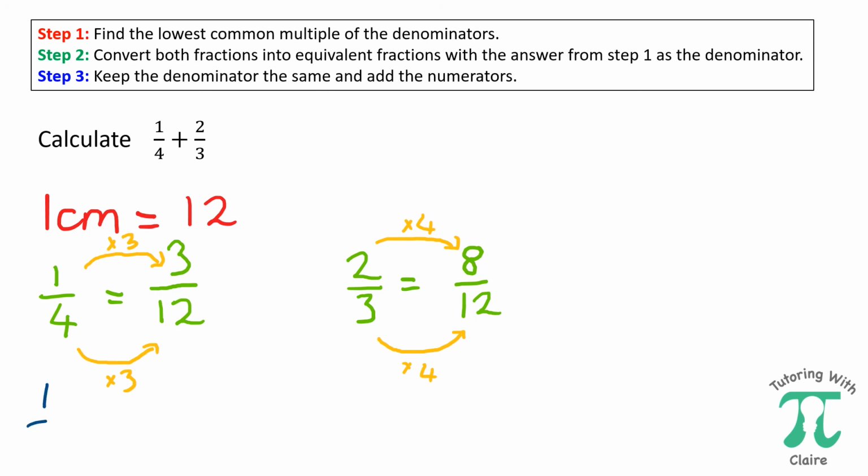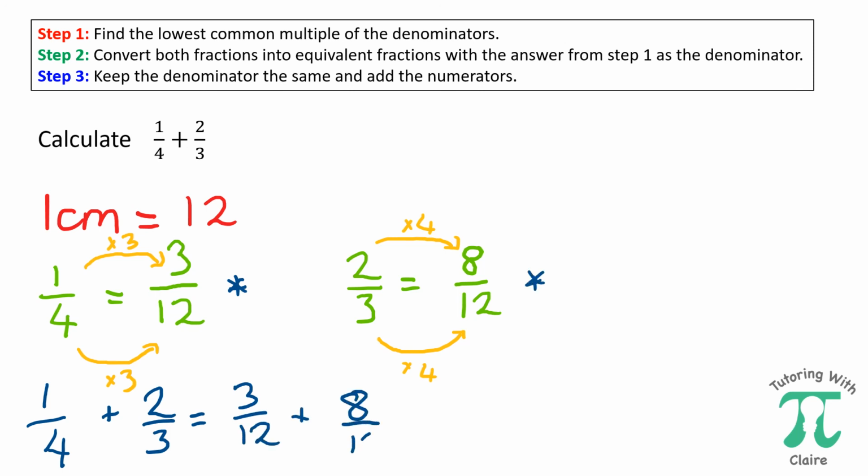Now the final step, 1/4 plus 2/3. We have 1/4 equals 3/12, and 2/3 equals 8/12. So keeping the denominator the same, we have the denominator as 12 and 3 plus 8 is 11, so the answer is 11/12.